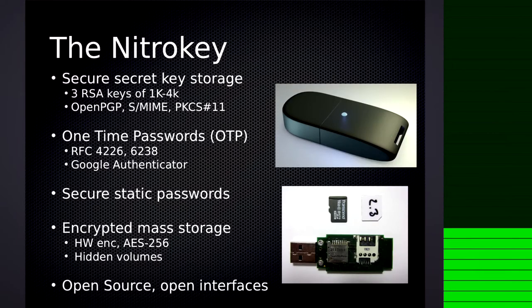The features that we provide to mitigate these challenges are: we safely store the secret keys in an OpenPGP smart card, and we provide one-time passwords which are compatible with the common RFCs, and you can use it instead of a Google Authenticator. If you really want to use static passwords, you can use it with a safe password manager. And there is also an encrypted mass storage of around 64 gigabytes, which is hardware encryption and also supports hidden volumes. The whole project, software and hardware, is open source, so feel free to check it out and help.